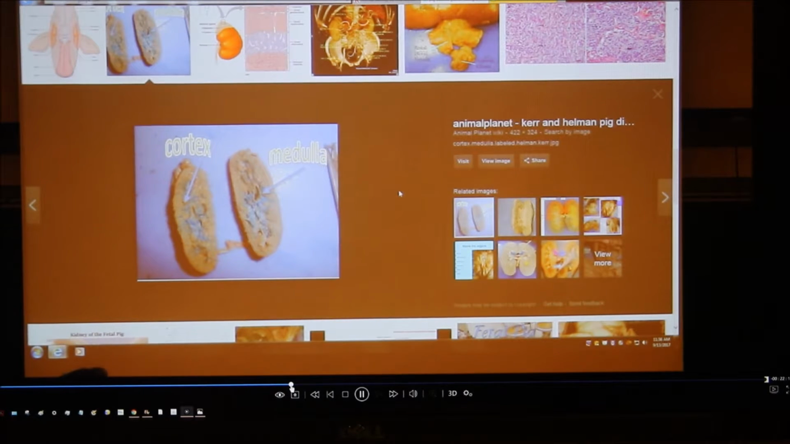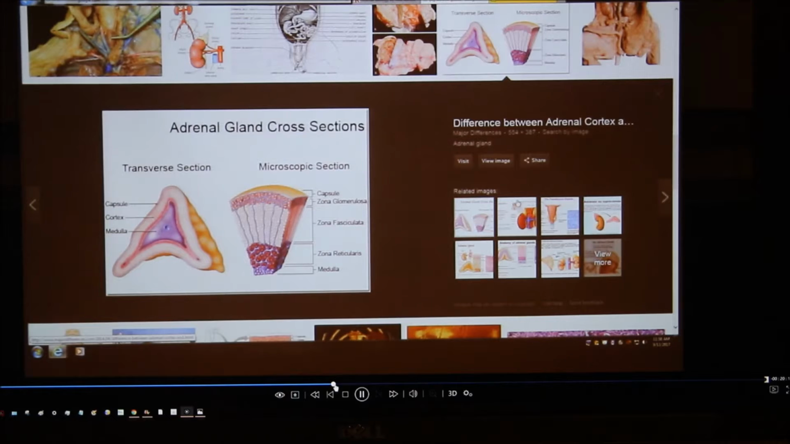But I did find a figure that introduced the concept of cortex and medulla. So if you talk about the adrenal medulla, that's the center part, and it's neural, and the adrenal cortex is the outer layer, and that's basically pure endocrine tissue. So I'm pointing that out. I'm going to be skipping ahead.